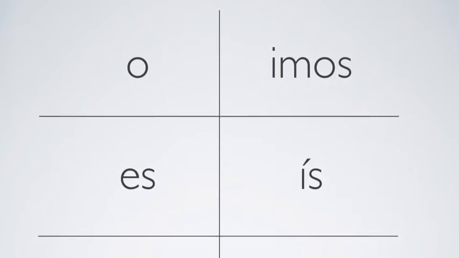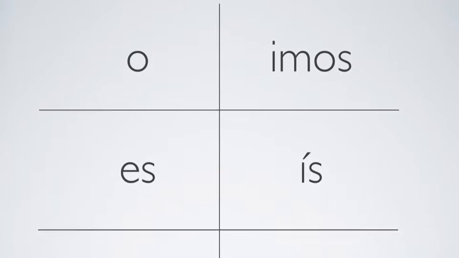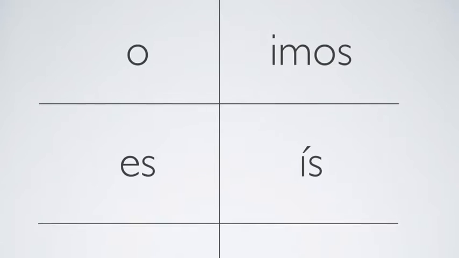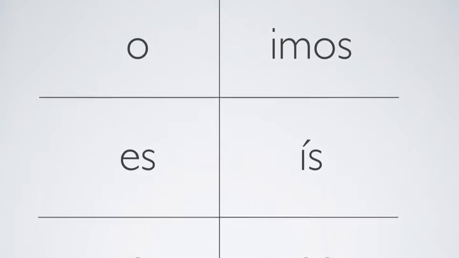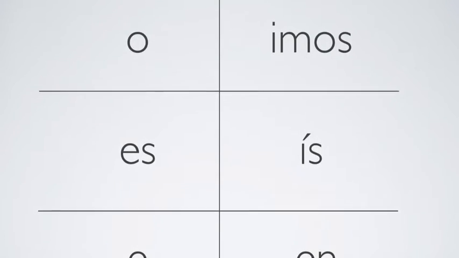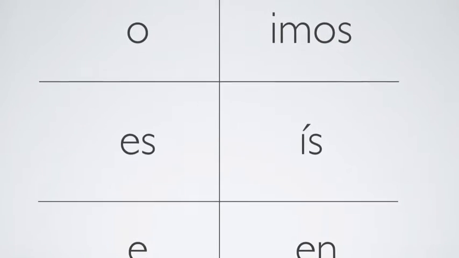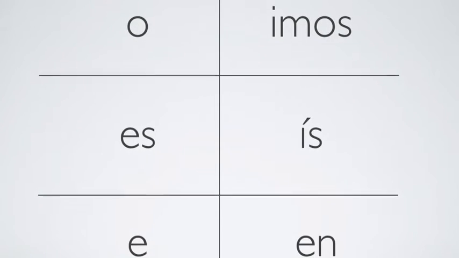Here is the chart for IR verbs. Notice that the yo form is still the same. The tú form is also the same as in ER verbs. So is the él, ella, and usted form, as well as the ellos, ellas, and ustedes form. The difference is in the nosotros and nosotras form, in which the e changes to an i.